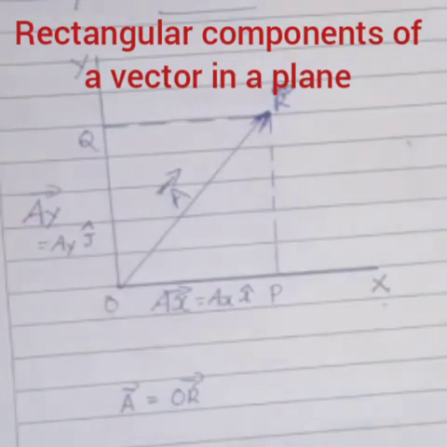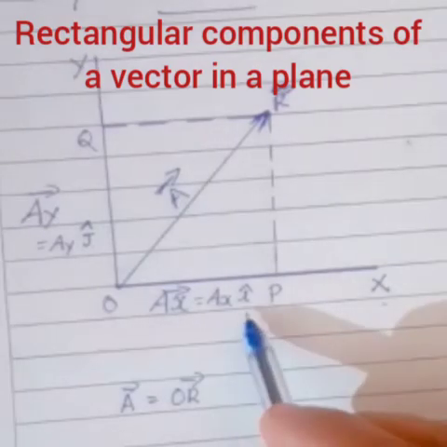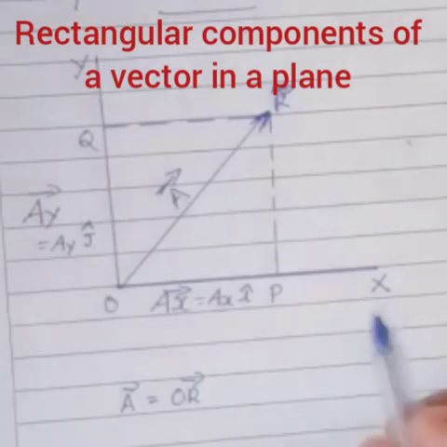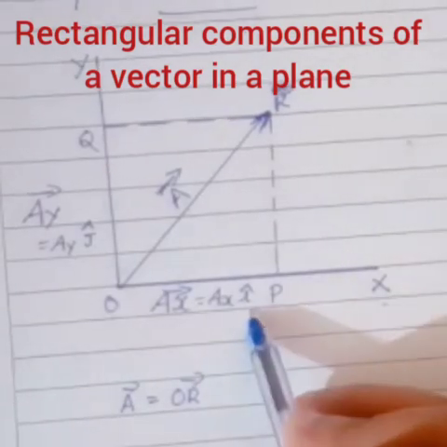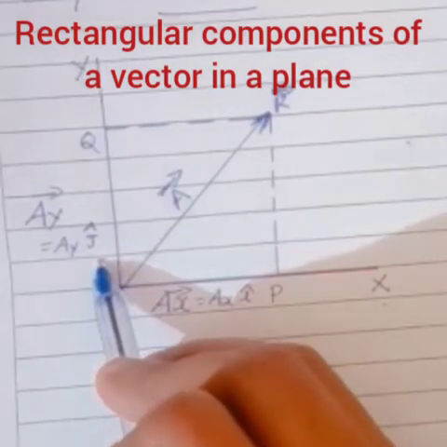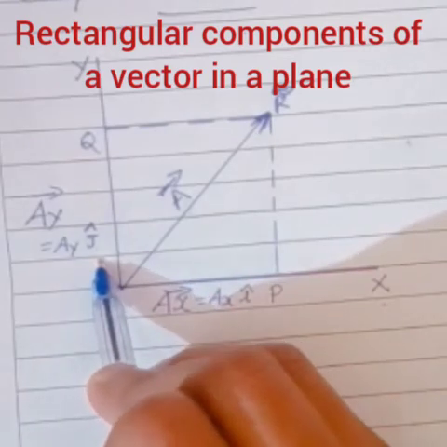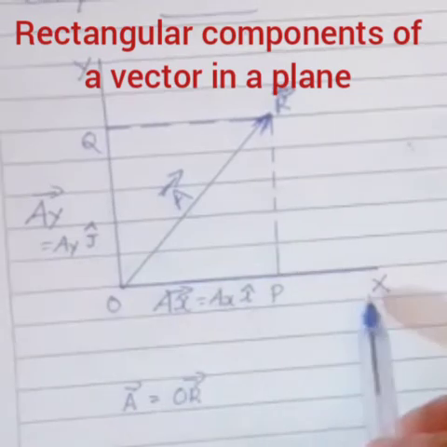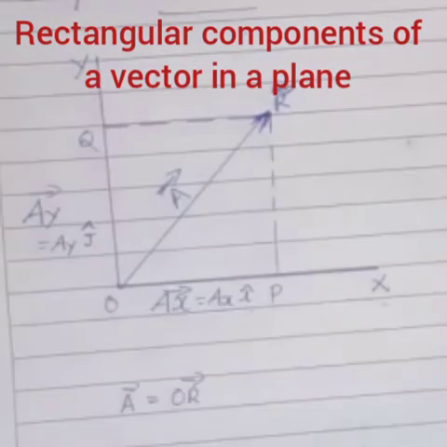Unit vector means it has only direction. That means its magnitude is only one unit. Okay, so i cap and j cap denote direction. In the x-axis the unit vector is i cap and the y-axis is denoted by the letter j cap. So let i cap and j cap be the unit vectors along OX and OY respectively.